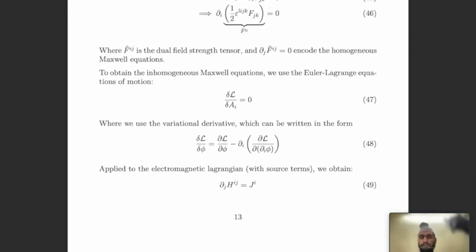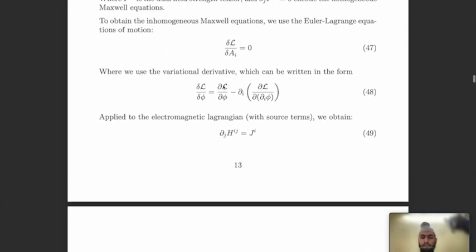The inhomogeneous Maxwell equations can also be obtained here, but for that we need to use the Euler-Lagrange equations of motion from a field theory perspective. In field theory, the Euler-Lagrange equations of motion become that the variational derivative of the Lagrangian with respect to the dynamical fields must be zero. Only the dynamical fields, not the external fields. This variational derivative has the form: partial derivative with respect to the field, minus the divergence of the partial derivatives with respect to the space-time derivatives of the field.